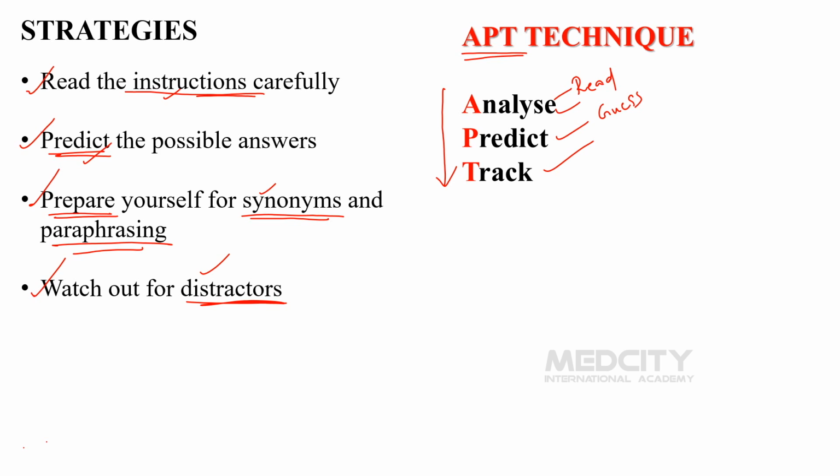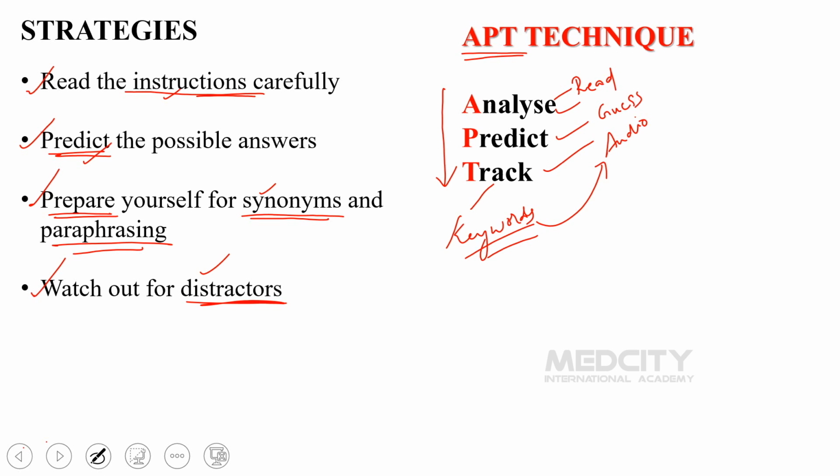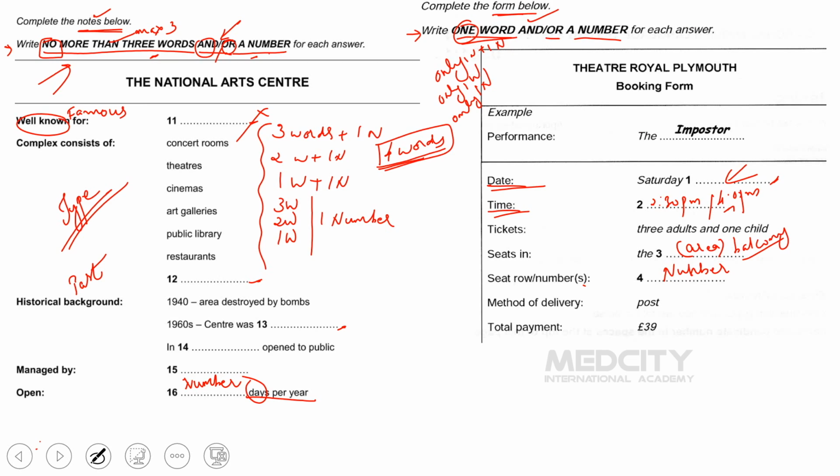Then track means you understand where the audio has reached using the words that you have identified in the question. Tracking the audio means you would have underlined the keywords in the question booklet. Now using those keywords, you have to track the audio. You understand where the audio has reached using the keywords. For instance, I'll show you.